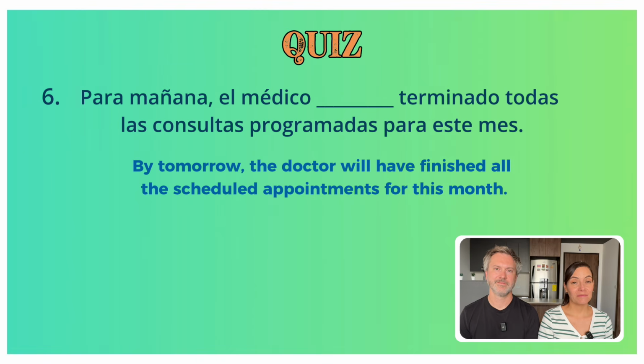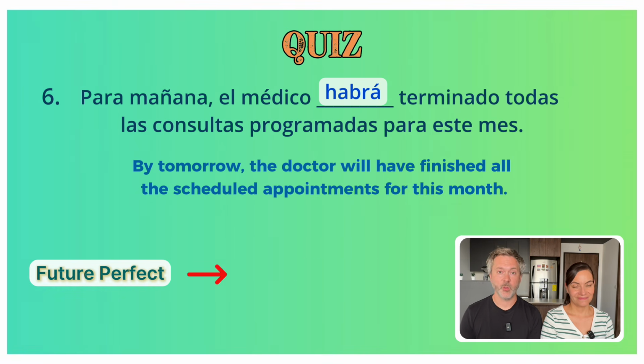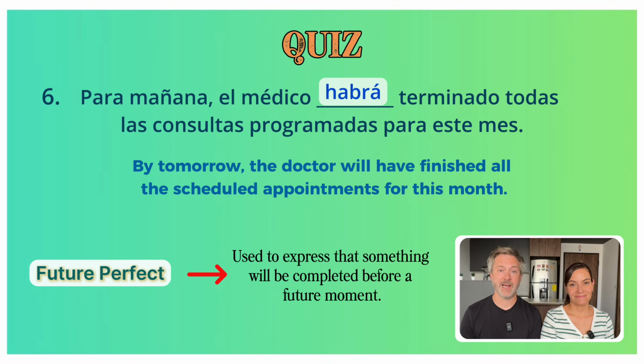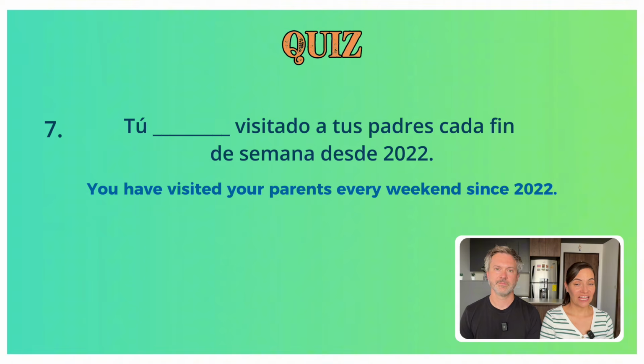Para mañana, el médico habrá terminado todas las consultas programadas para este mes. So again here, we're using the future perfect tense, where it shows that something will be done by a future certain time. Tú, blank, visitado a tus padres cada fin de semana desde 2022. Tú has visitado a tus padres cada fin de semana desde 2022.